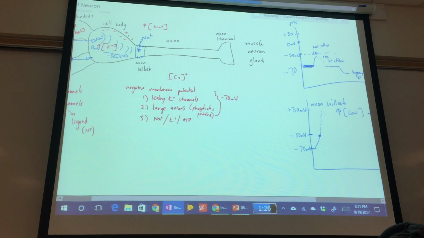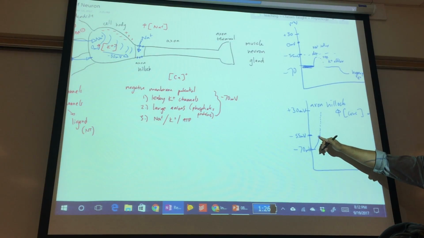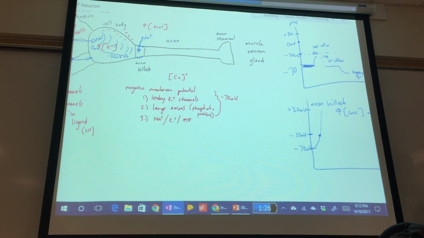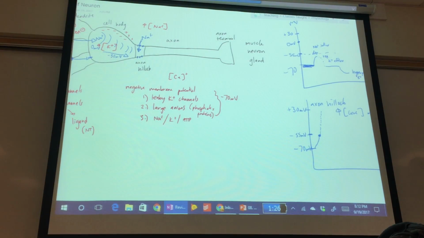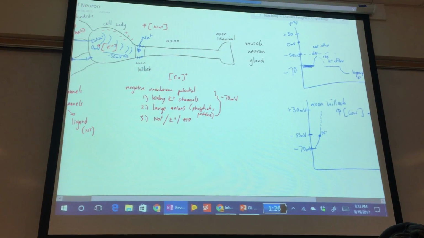Why is it rising? Why is it getting more positive on the inside of the cell? Because the voltage-gated channels are open. Where did I leave off? You guys are next. Okay, great. So at negative 55 millivolts, why is it becoming more positive on the inside? Sodium entering through voltage-gated channels. Okay, so that's a rising phase. Sodium rushing in.